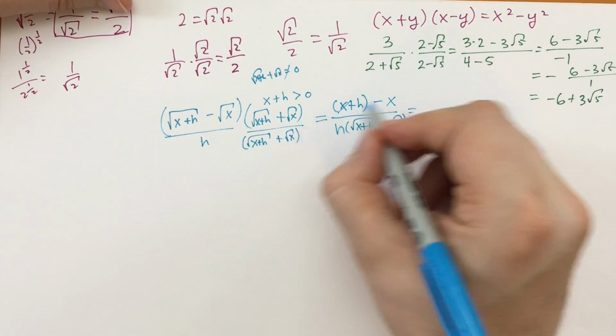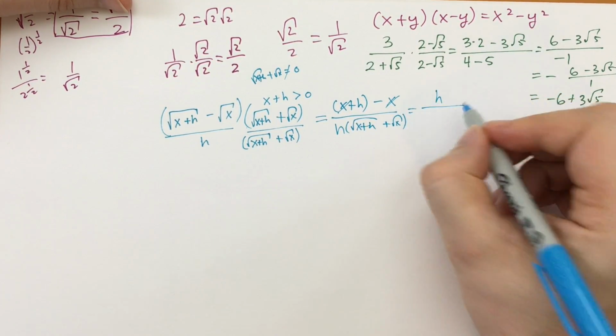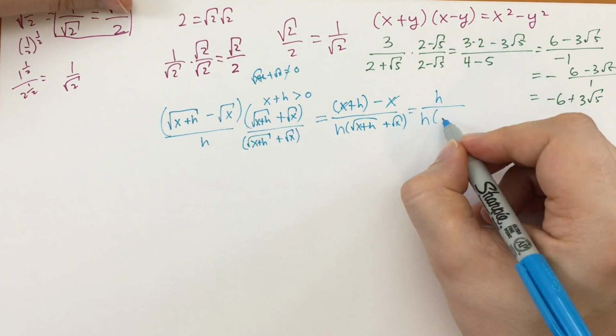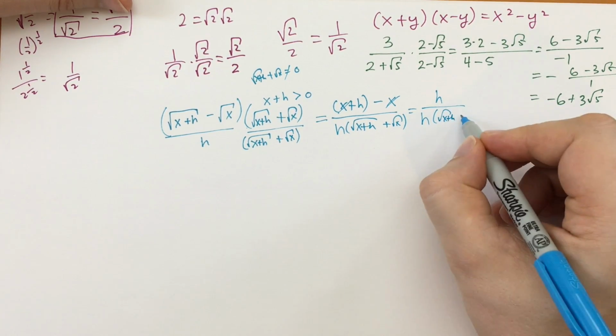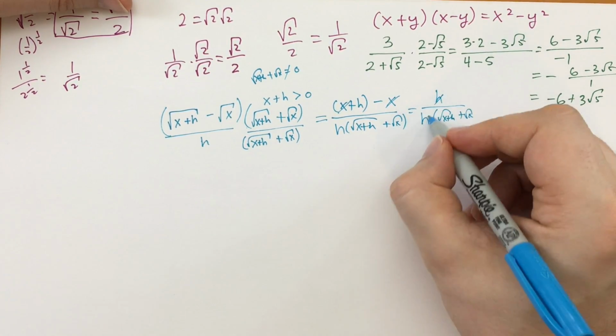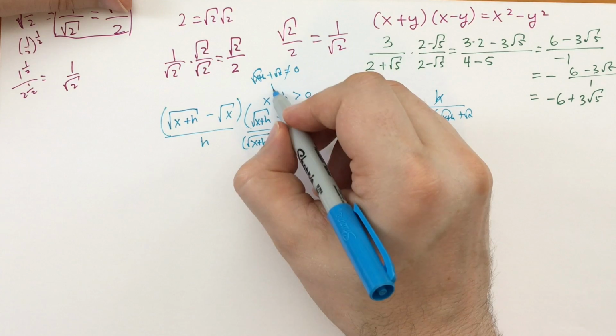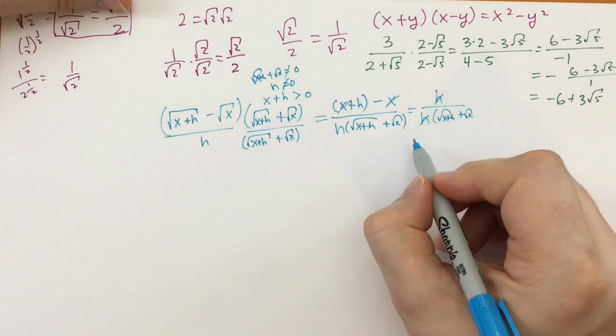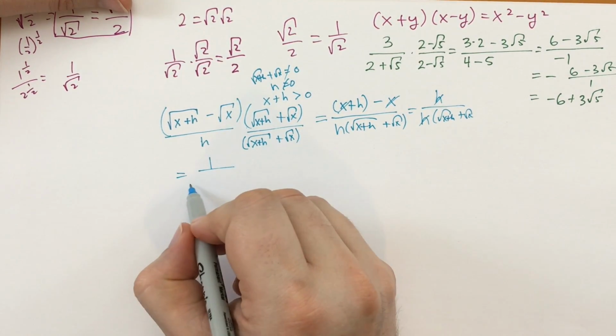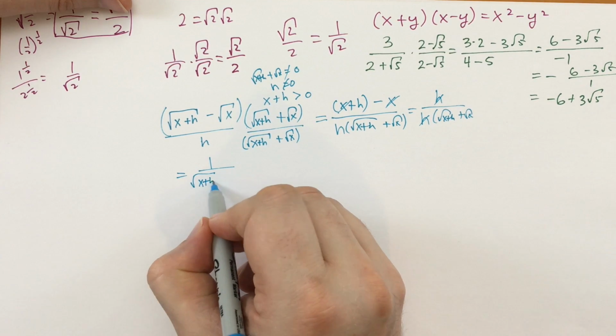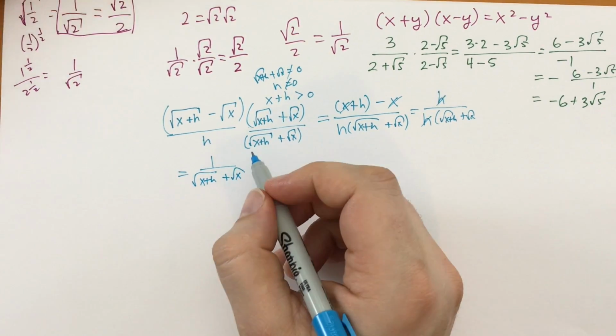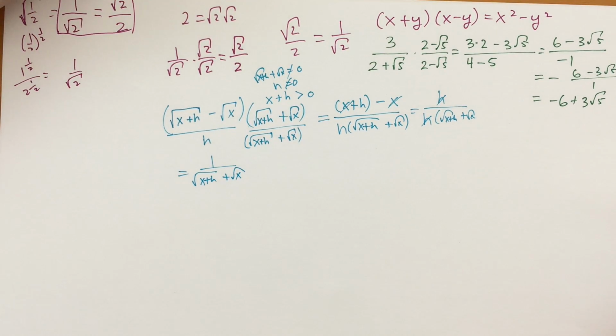And here we can see that these two x's cancel, and so we get h over h times the square root of x plus the square root of x. We can factor out the h. Also, h cannot be equal to 0. And then we get finally 1 over the square root of x plus h plus the square root of x. All right?